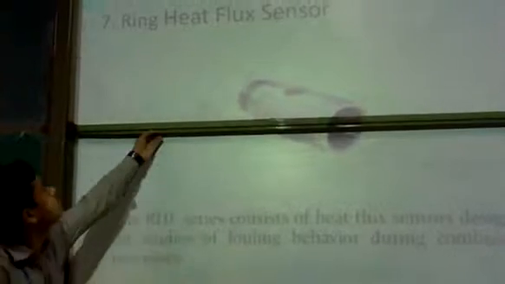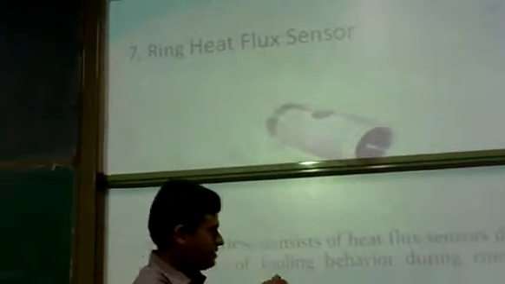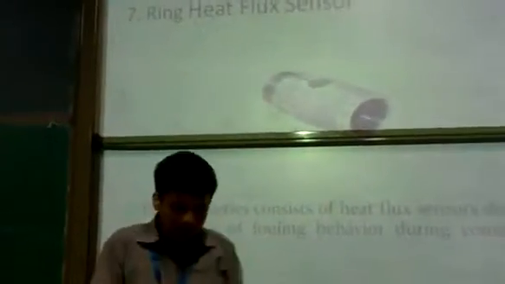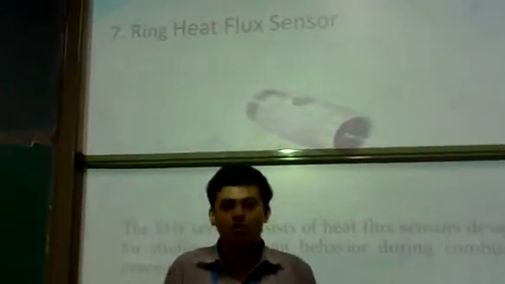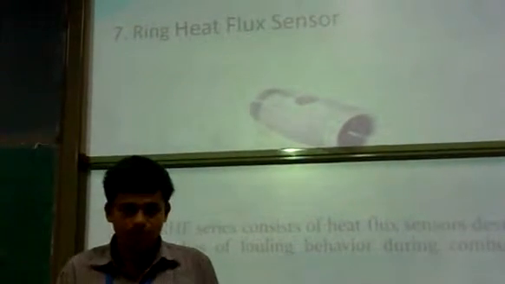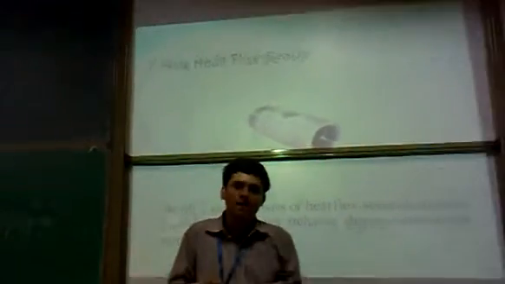Next is the ring heat flux sensor. The RHF sensor consists of heat flux sensors designed for studies of fouling behavior during combustion processes. This means this type of sensor is used near where the combustion process occurs, like in vehicles, near the engine. We will use this sensor to measure the heat flux there.